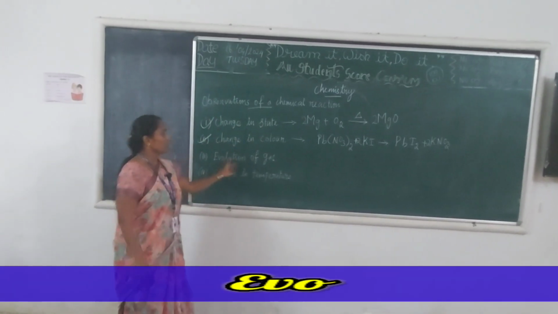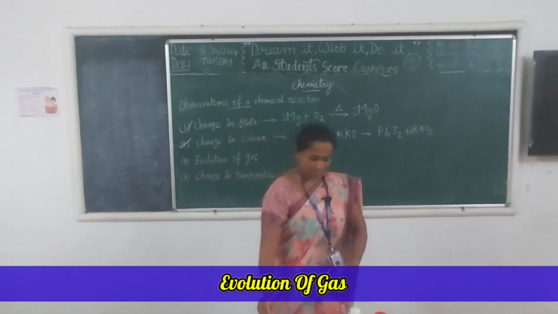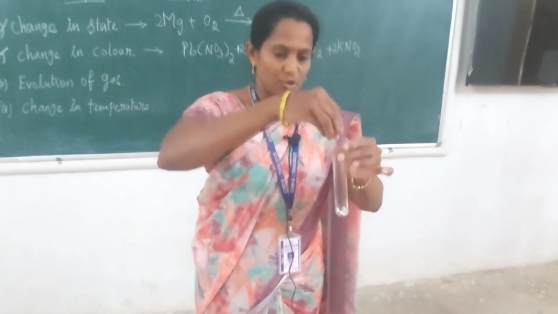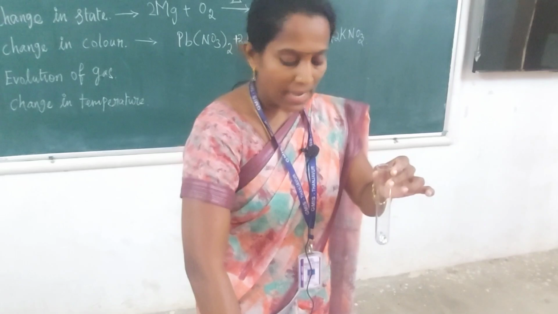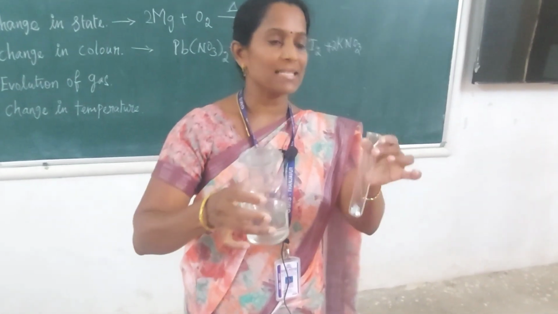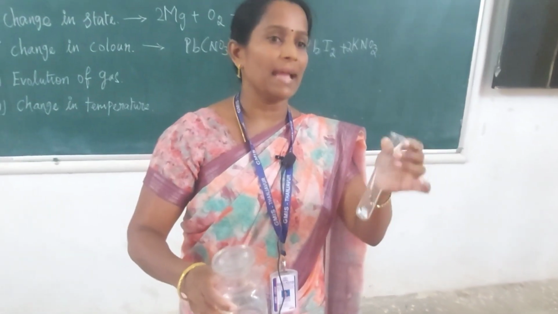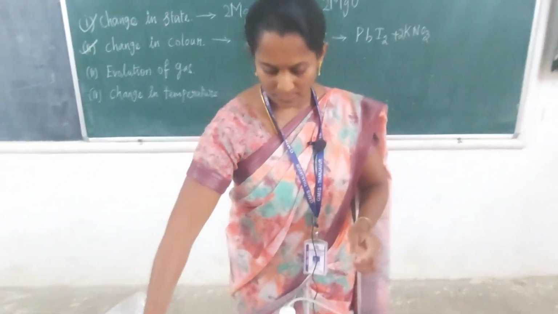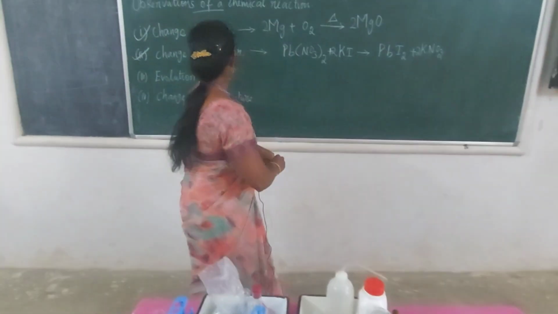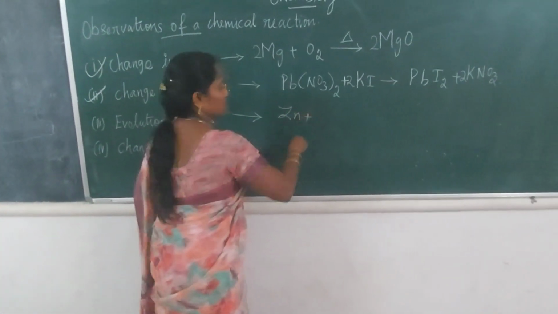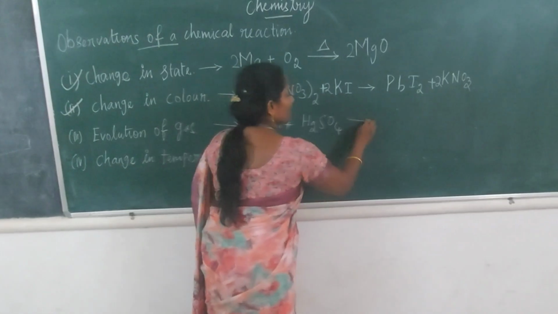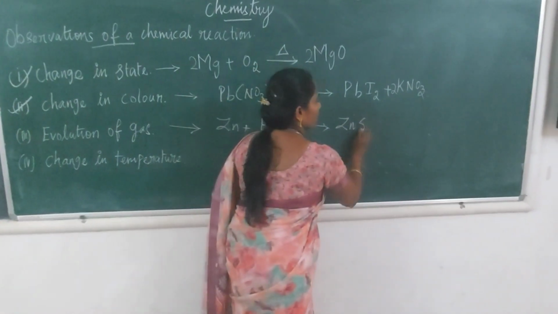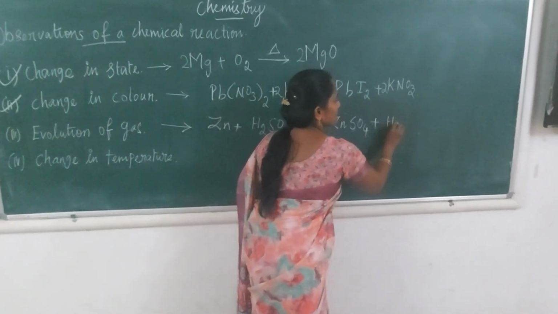So, the next one is evolution of gas. Take a few zinc granules in a test tube. Add some amount of sulfuric acid into it. Before adding acid, I would like to explain the complete reaction. Zinc reacts with sulfuric acid. It forms zinc sulfate and hydrogen gas. What is the formula for zinc sulfate? ZnSO4. For hydrogen gas? H2.